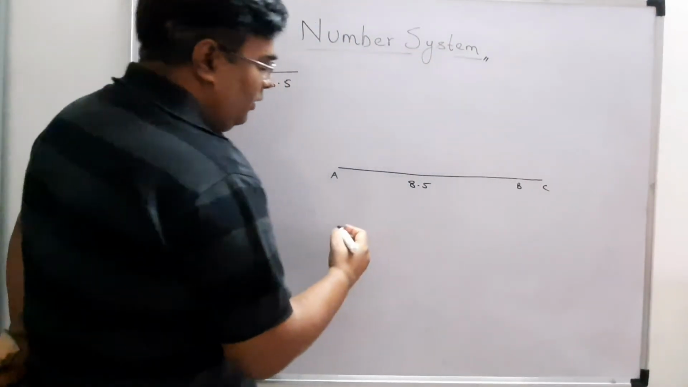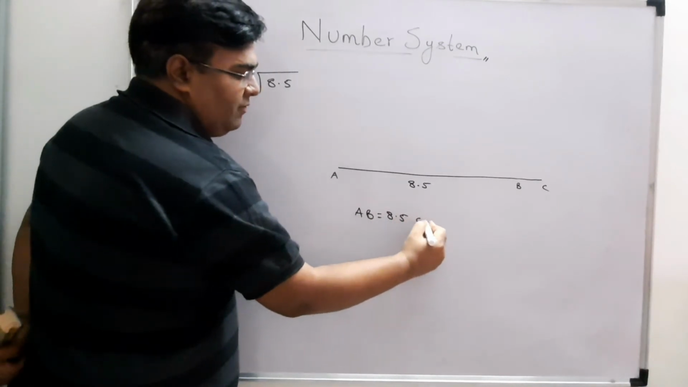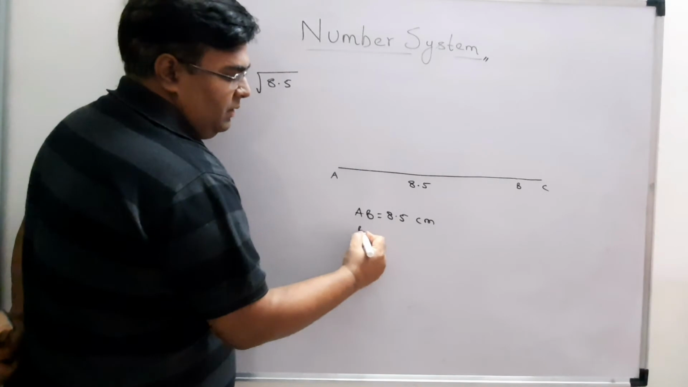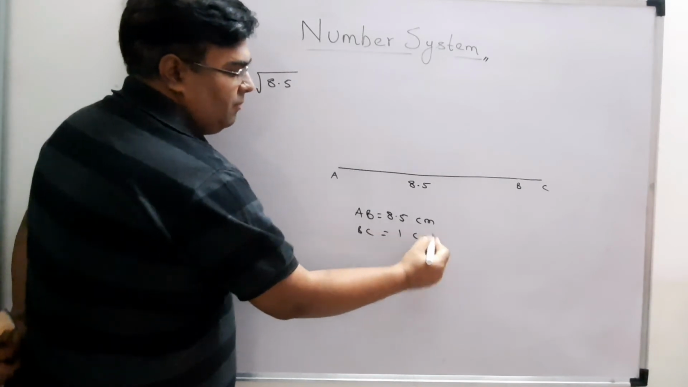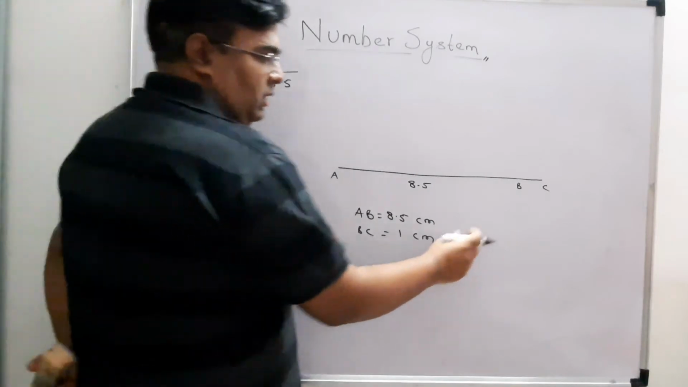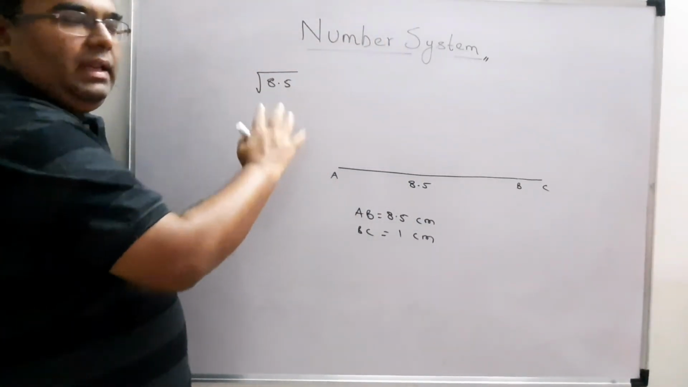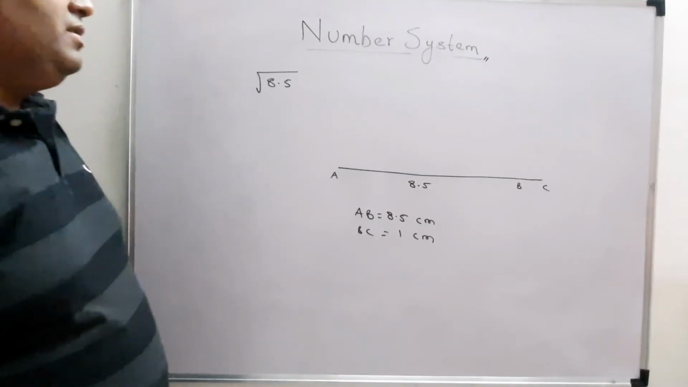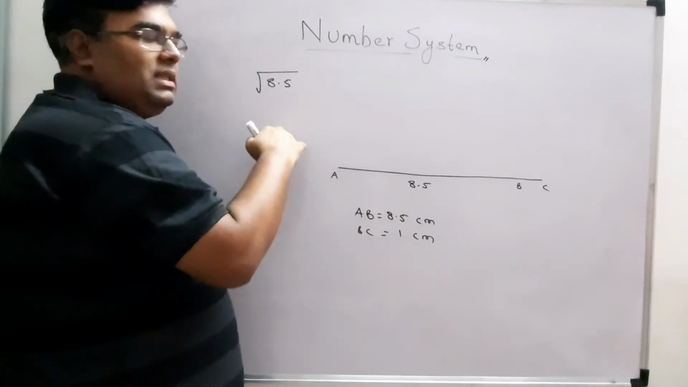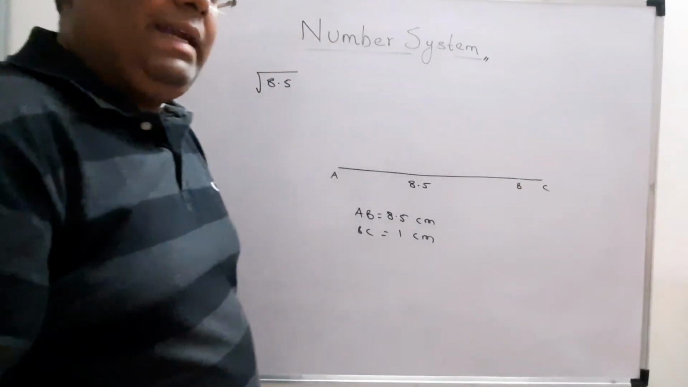So I'm just writing out the measurements here. AB is equal to 8.5 centimeter and BC is 1 centimeter. Always this BC will always be 1 centimeter. AB can be of any length, right? 8.5 is there, so 8.5. If 9.3 is given, you take 9.3. But BC will always be 1 centimeter.